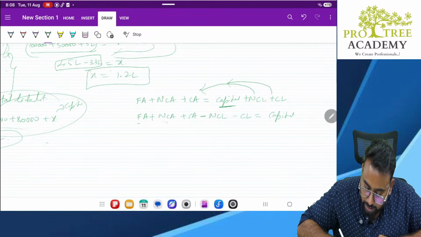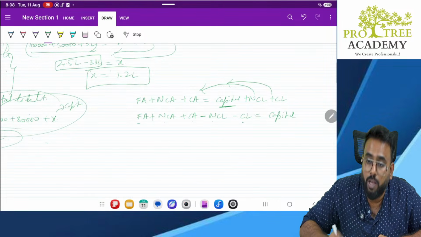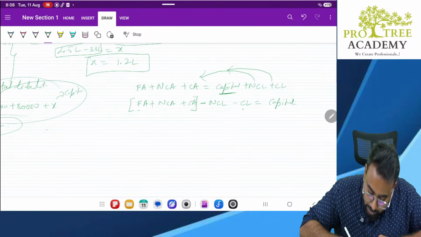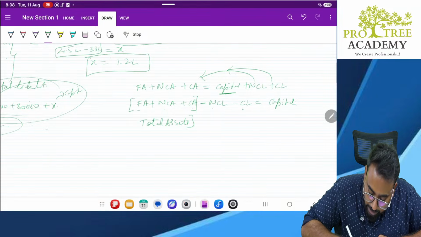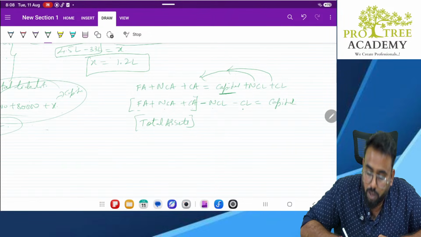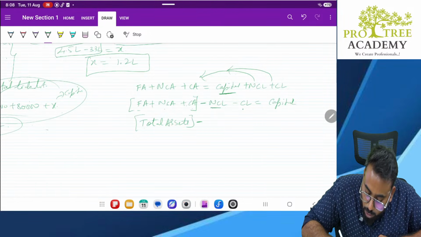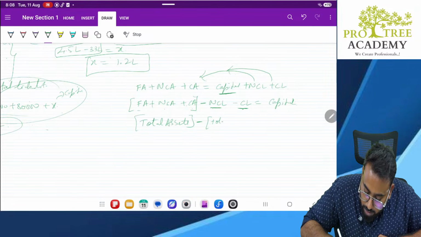Fixed assets plus non-current assets plus current assets minus non-current liability minus current liability is equal to capital. Now, I will rewrite this as total assets. Can I write it like this? Yes, I can write it. Why? Because total assets is nothing but fixed assets plus non-current assets plus current assets. Correct. Minus, can I write non-current liability plus current liability as total liabilities without capital?